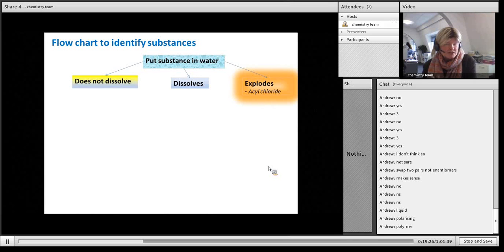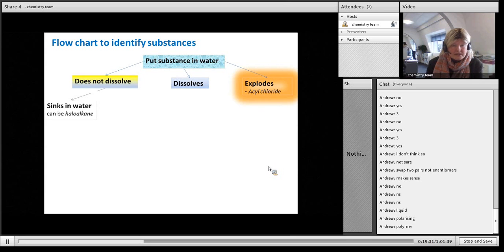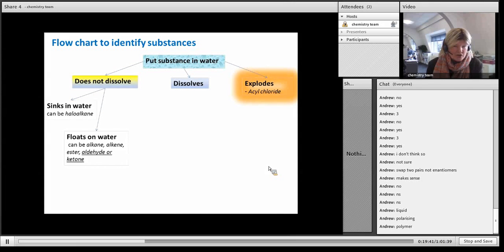That's a reaction that we'll be looking at later. If it doesn't dissolve, it could either sink in the water, and then it's normally a haloalkane, or the others tend to float on the water. Again, it does depend on the mass of the organic substance, but it tends to float. Okay, so that's the alkanes, alkenes, esters, aldehydes or ketones. If they're long chained, they won't dissolve. If they're short chained, they will dissolve.